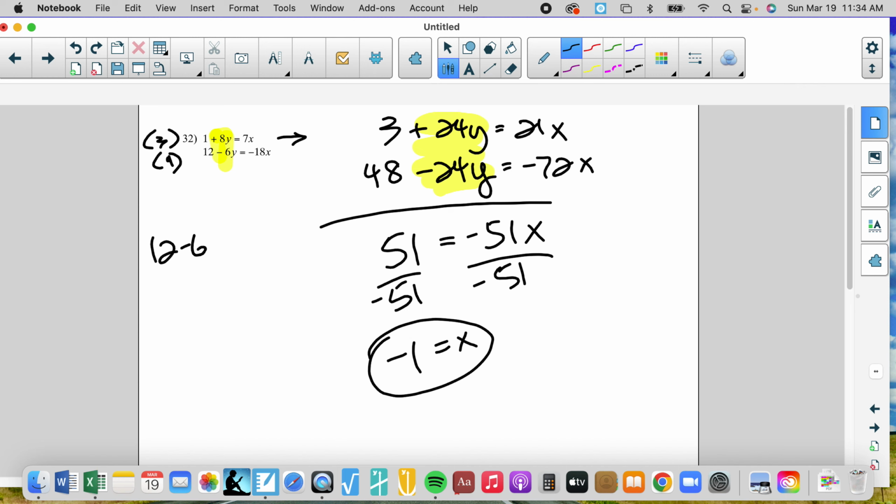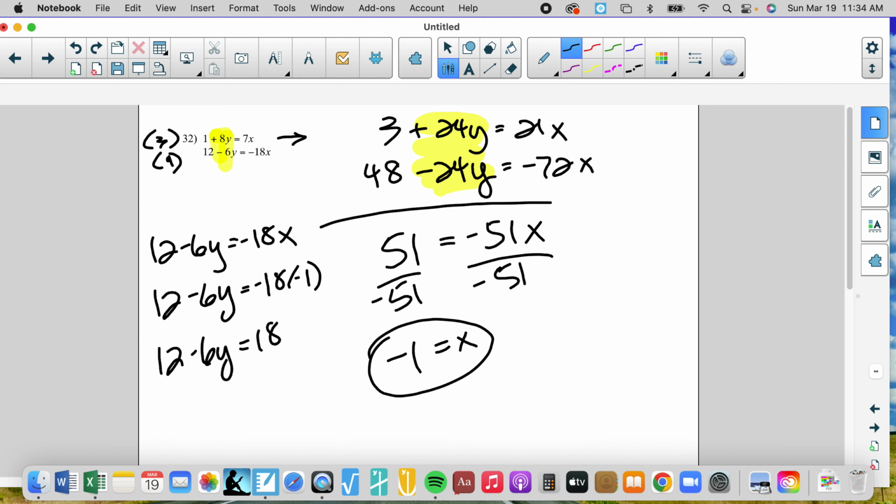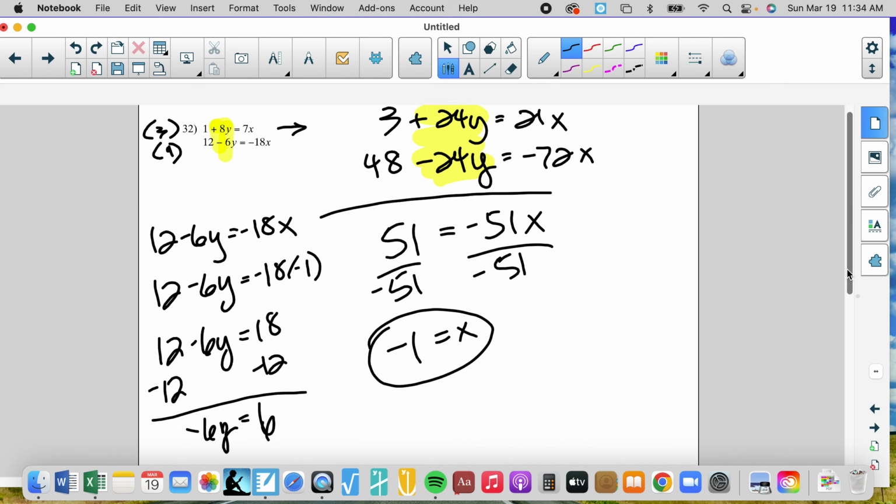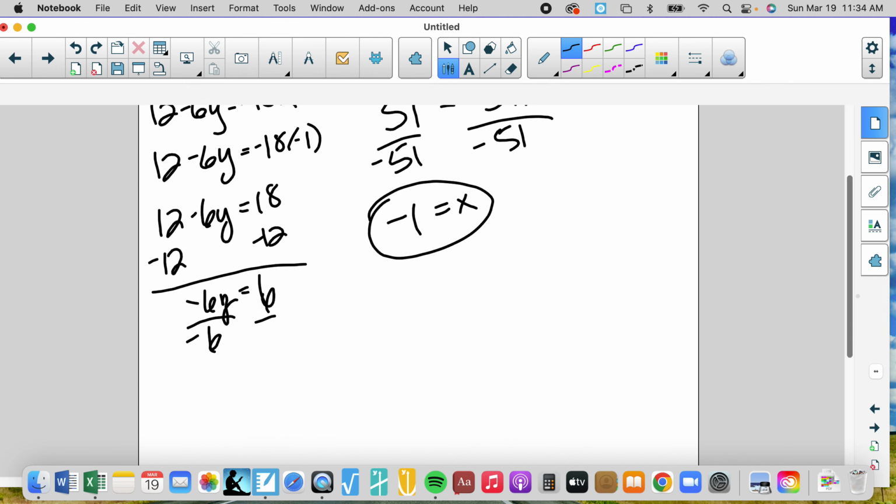Let's pick the bottom equation. We're going to plug in for x, which is negative 1. 12 minus 6y equals positive 18. Minus 12, minus 12. Negative 6y equals positive 6. Divide by negative 6, y equals negative 1. My solution is negative 1, negative 1.